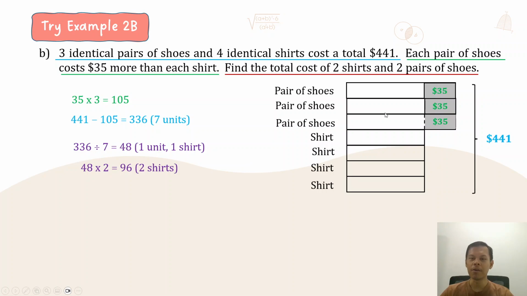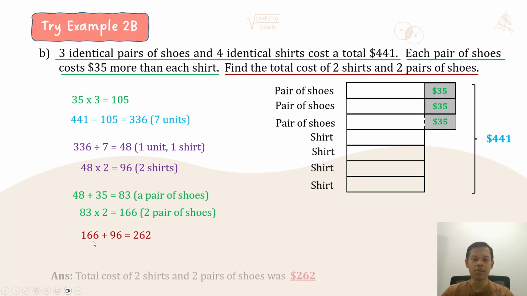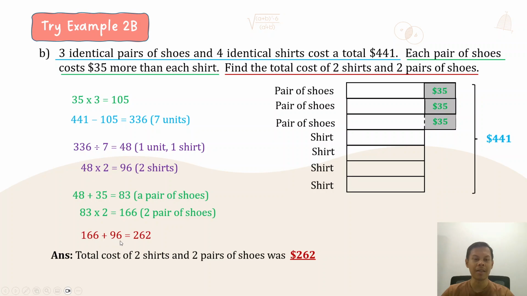A pair of shoes costs 48 plus 35. Remember the additional? Once we add those, it's going to be 83 a pair of shoes. Then we need to times it by 2 in order to get $166. At the end of it, we need to add the 2 shirts and the 2 pairs, which is going to be 166 plus another 96, which equals $262.